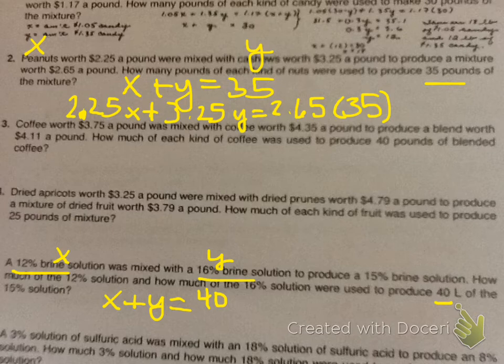Then I would go with the numbers. 12% goes with the x. You don't even have to put in decimals, you can just put 12x. 16 goes with the y, and 15 goes with the 40. Notice how it's multiplied. Type it in, set it up, solve. Pretty easy.